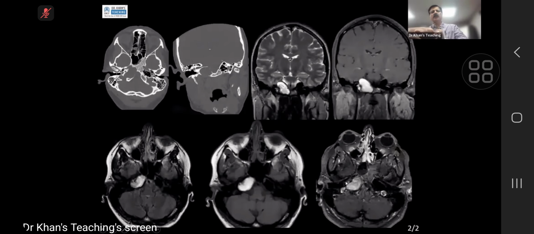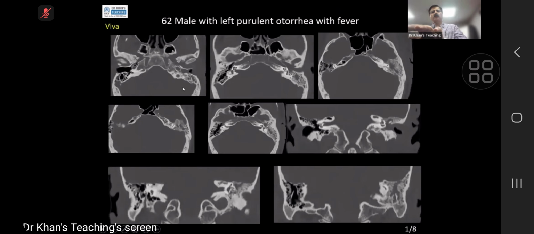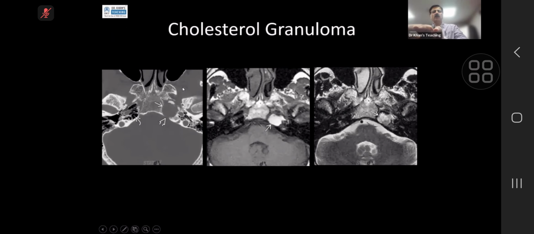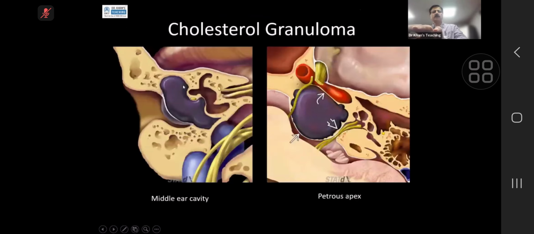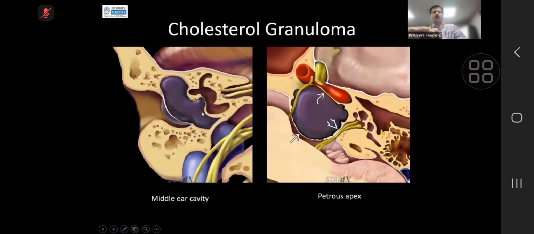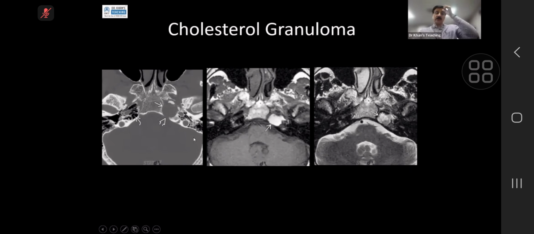Please remember that there is no concept of an aneurysm of the carotid canal like this, because an aneurysm cannot expand the carotid canal. It's a very tough bone. So this is a cholesterol granuloma, and this is from your books: well-defined, expansile. This is an exam case, by the way.